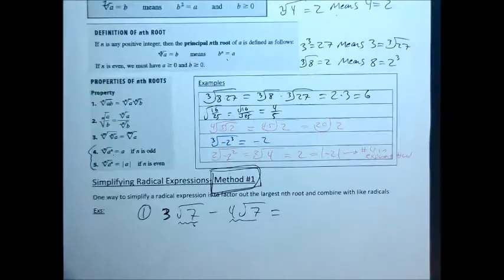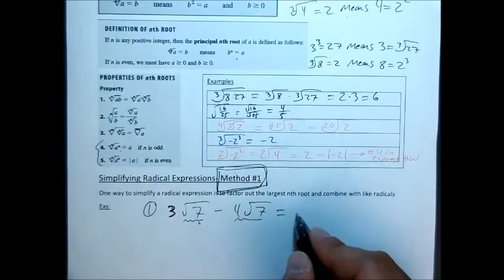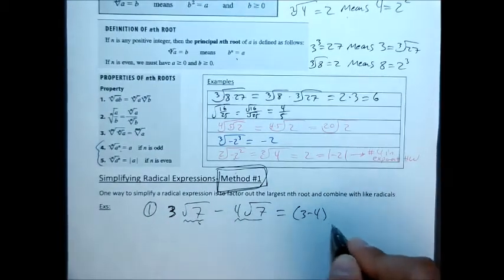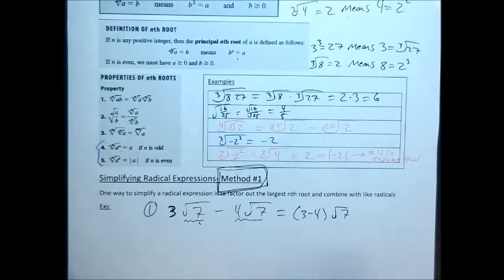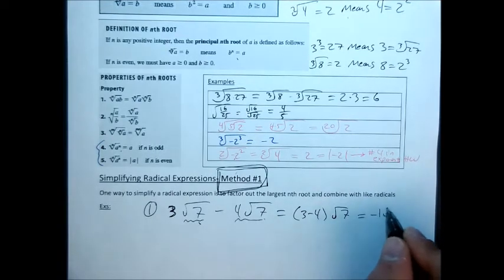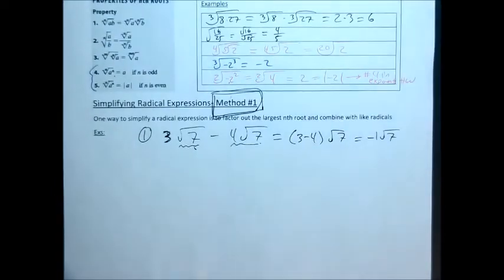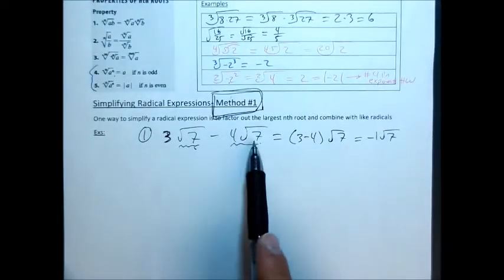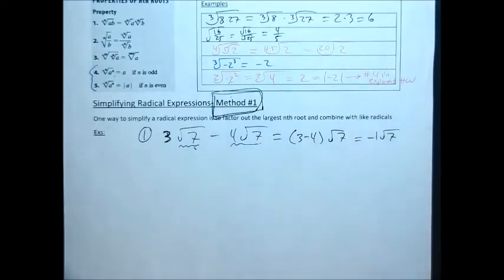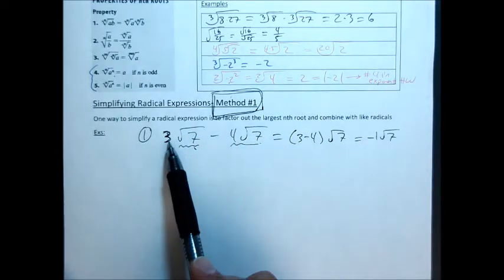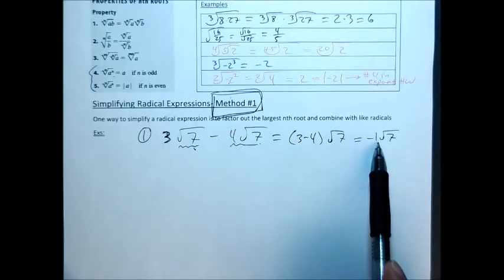The other way to think about it is they both have a square root of 7, and so you can factor out the square root of 7. Right, I factored it out. What's left is 3 minus 4. You subtract 3 minus 4, and you get minus 1 times square root of 7. So if we have two terms that have the same radical, we can basically treat them as variables in some sense and subtract them, right? 3 minus 4 is minus 1.